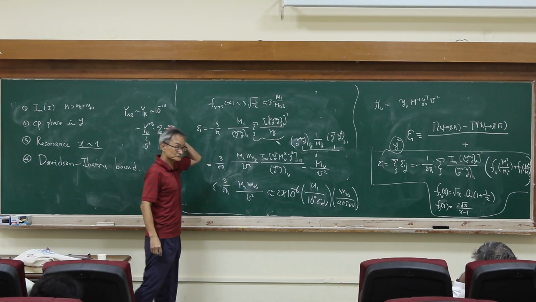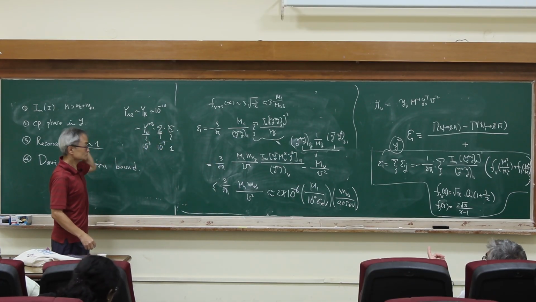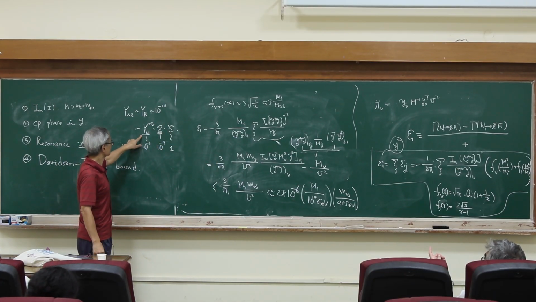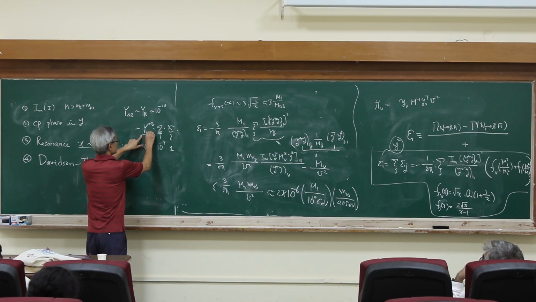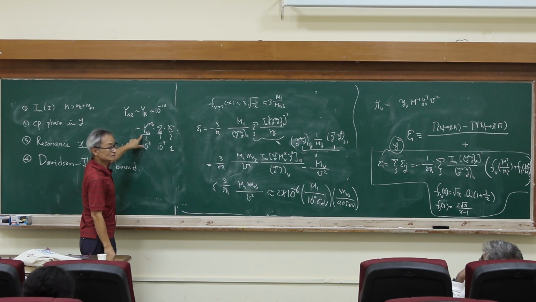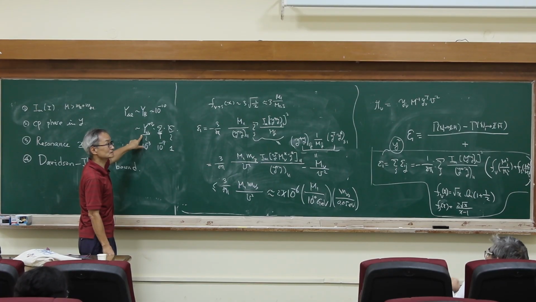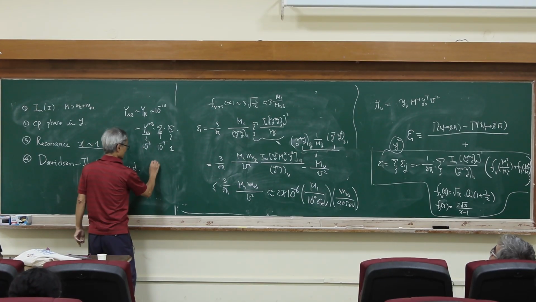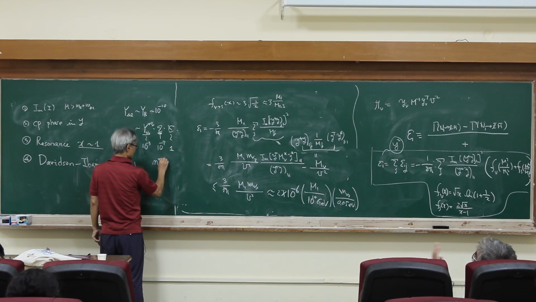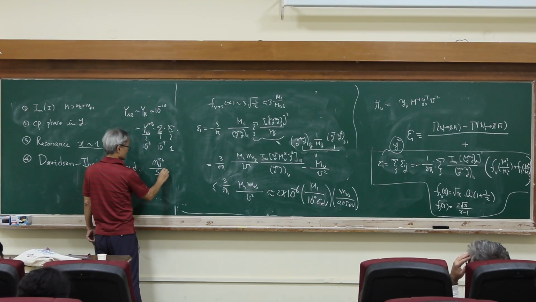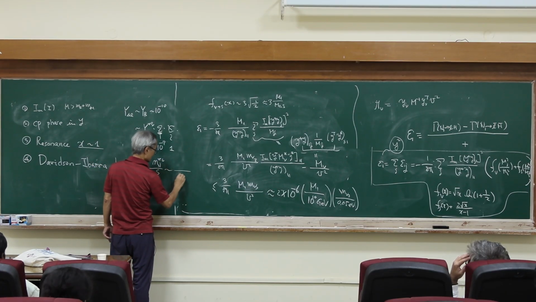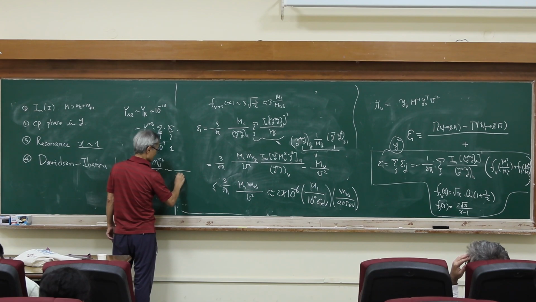So equilibrium, here we take it to be 10 to the minus 3. That's for the lightest. Yeah. The lightest, it can be even smaller, right? No, it shouldn't. So if you take that, then you won't get enough asymmetry.